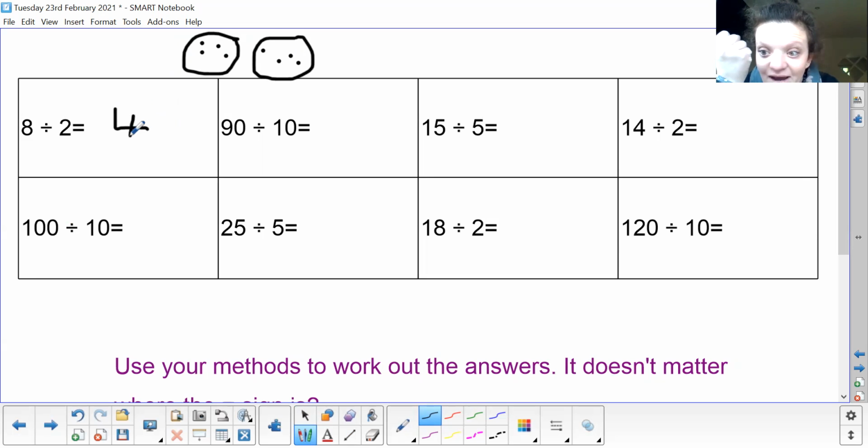Another way I can do it is I can count in 2s until I get to 8, and I can see how many groups of 2 make 8. So we've got 2, 4, 6, 8. We've got 4 groups of 2.